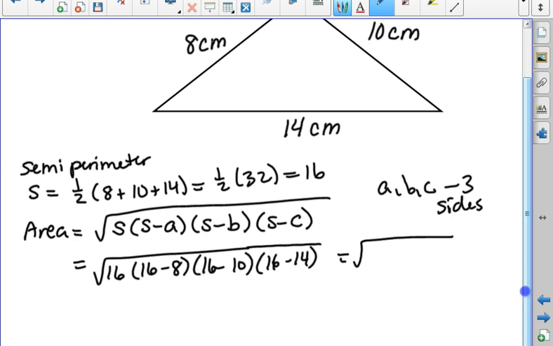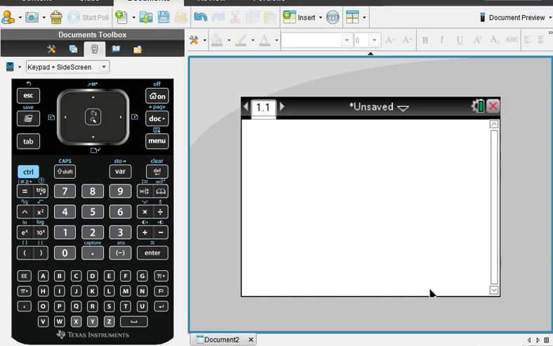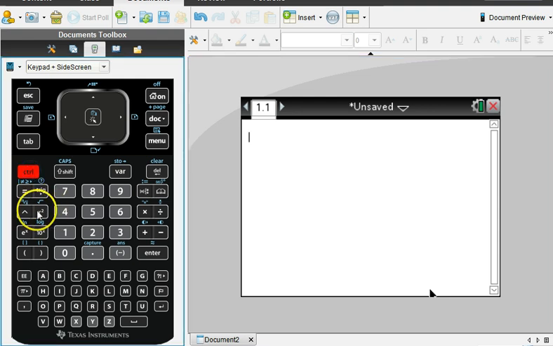I usually simplify that a bit in my head before I type it into the calculator, so that's 16 times 8 times 6 times 2. So if we quickly do that on the calculator, the square root of 16 times 8 times 6 times 2, but same idea.